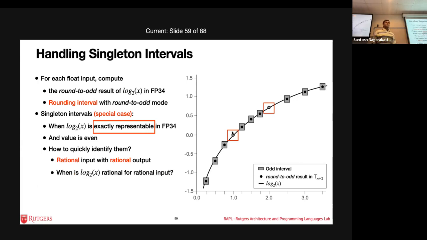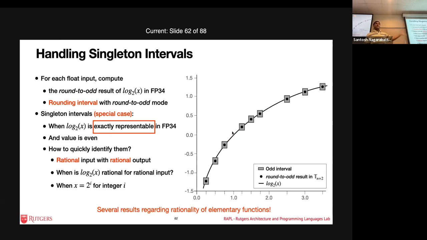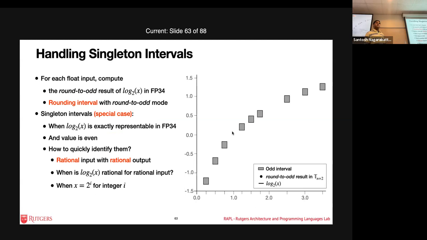Just to give you an example, what happens with log x to base 2? When would log x to base 2 produce an even integer? When x is 2 to the power of i and i is even. In those cases, you will have a singleton. We can identify those cases using bit vector operations and easily produce results for them. So we remove the singletons. What are we left with? We are left with other rounding intervals. We generate polynomials and we solve them. There you go.